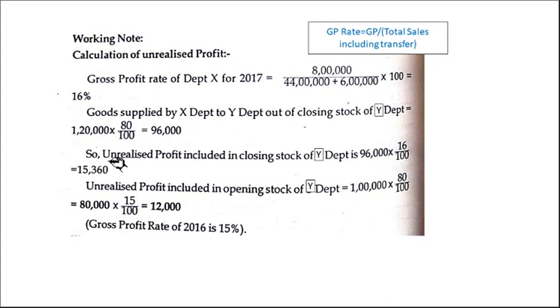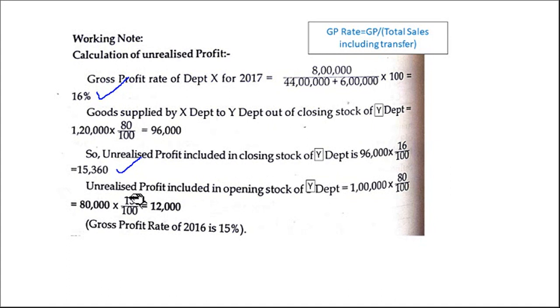Now what are we supposed to do? Find the unrealized profit included in the closing stock. So 96,000 is the closing stock given by X to Y. So 96,000 into the gross profit rate of X that we calculated first. This is the profit rate, so we have to exclude the profit. So the unrealized profit included in the closing stock of Y is 96,000 into 16 by 100, 15,360. Is that clear? So this is the unrealized profit included in the closing stock.